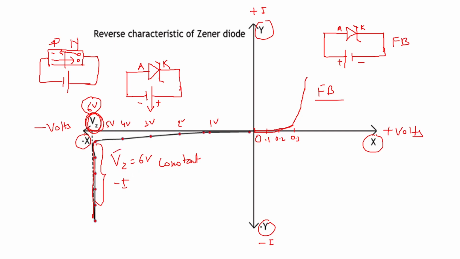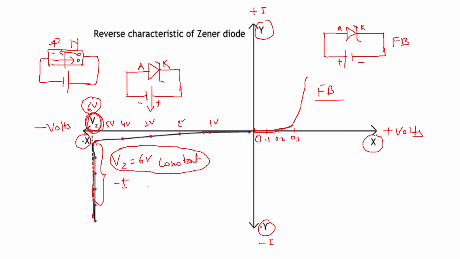Now this feature of the Zener diode makes it very useful in an application called a voltage regulator, where a regulator is a circuit which will keep the output voltage constant in spite of variations in input voltage or variations at the load. If you want to use a Zener diode as a voltage regulator, you have to use it in reverse bias condition.